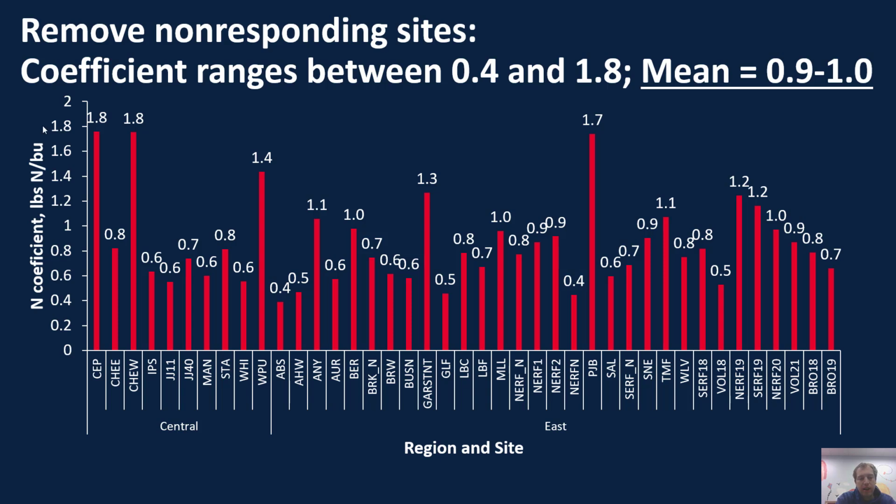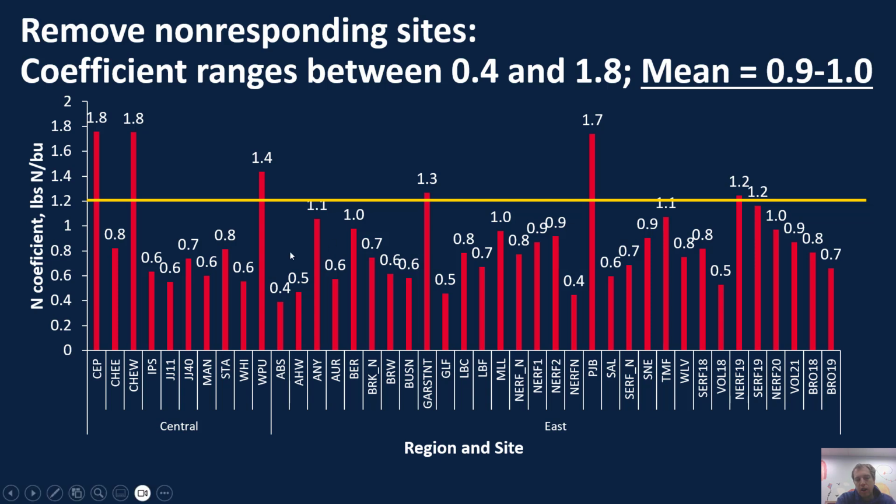And then this graph right here, we have that N coefficient for these sites. In central, you can see we range from 0.6 to 1.8. In the eastern part of the state, we range from 0.4 up to 1.7, but mostly around this 1.0 range for a lot of these sites. So we look at our current 1.2, you can see most of these sites are below that line down here and not above it. There's a few sites there are, but not very many.